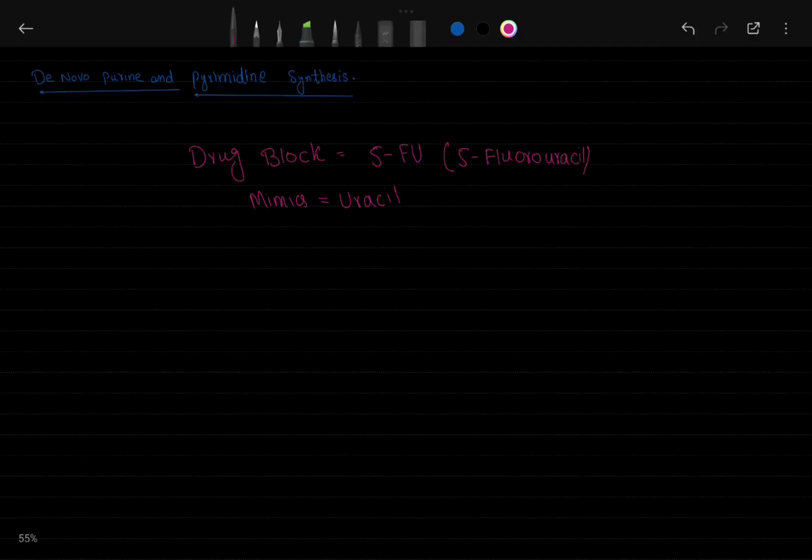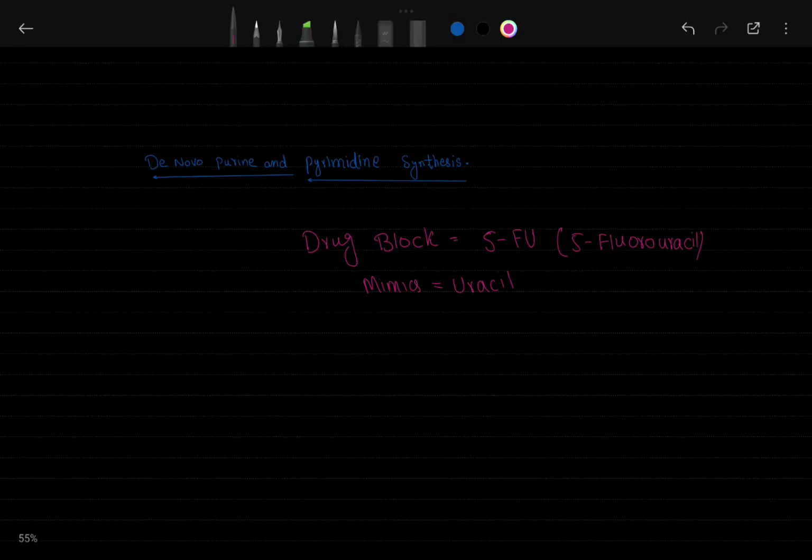Now we will discuss the folate cycle connection. You cannot make thymine, dTMP, without folate, vitamin B9. We cannot make thymine without folate. That is vitamin B9.